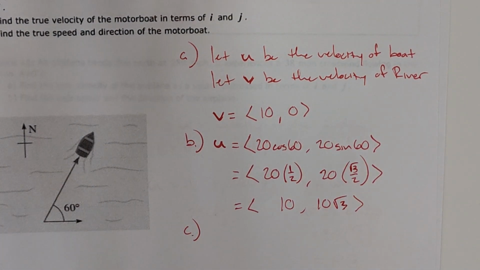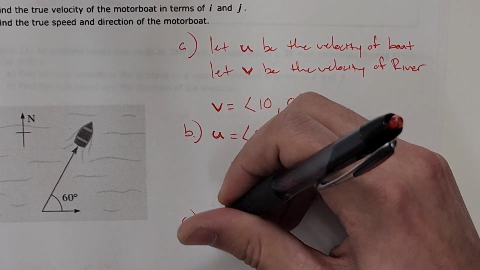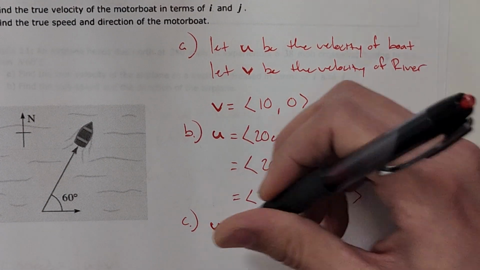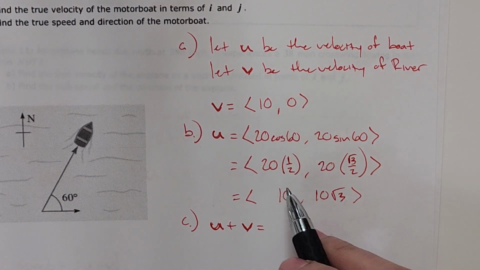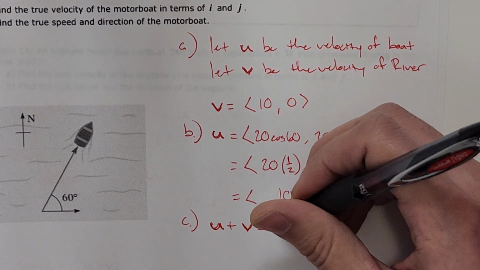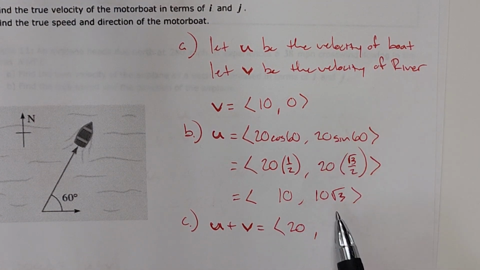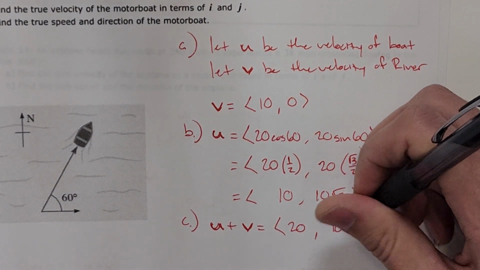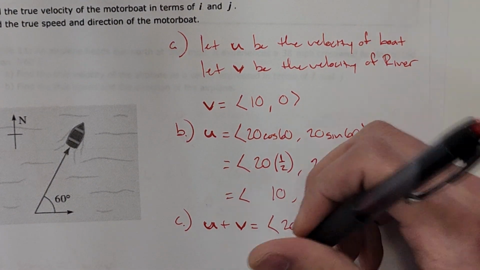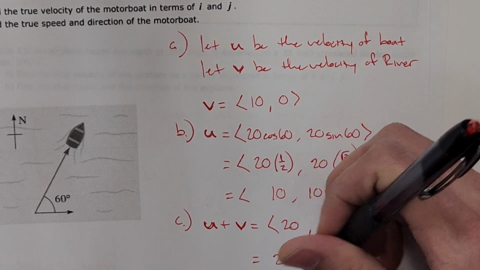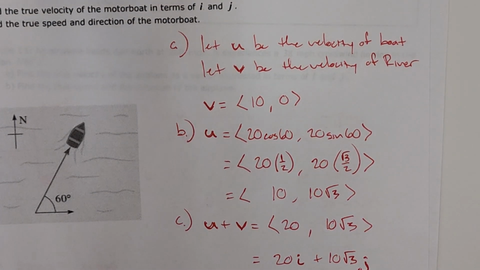Part C. Now we're looking for the true velocity of the motorboat in terms of i and j. Okay? So we're going to find the resultant vector, u plus v. So we're going to add the component forms of these. So u plus v is equal to the horizontal component, 10 plus 10, or 20. And then the vertical component, 0 plus 10 root 3, which is just 10 root 3. We're just adding those two. Now it asks for it in unit vector form, so this is equal to 20i plus 10 root 3j.